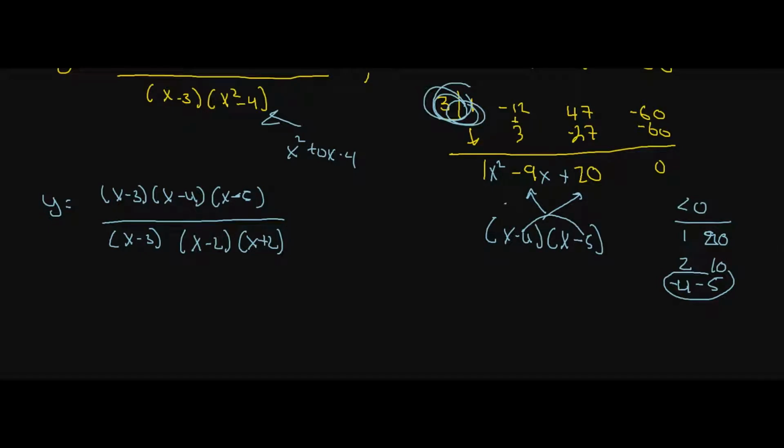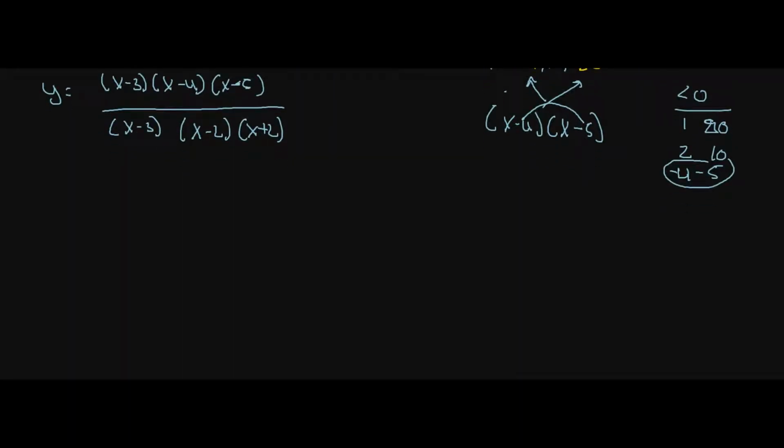Now that we have this here, let's ask ourselves, is there anything on top or bottom where we're going to get a hole? Well, we are going to get a hole right here. So let's cancel these out. So for the hole, we get x minus 3 equals 0. We add 3 to both sides, and we get x equals 3. So that's a hole. Now let's find our x-intercepts.